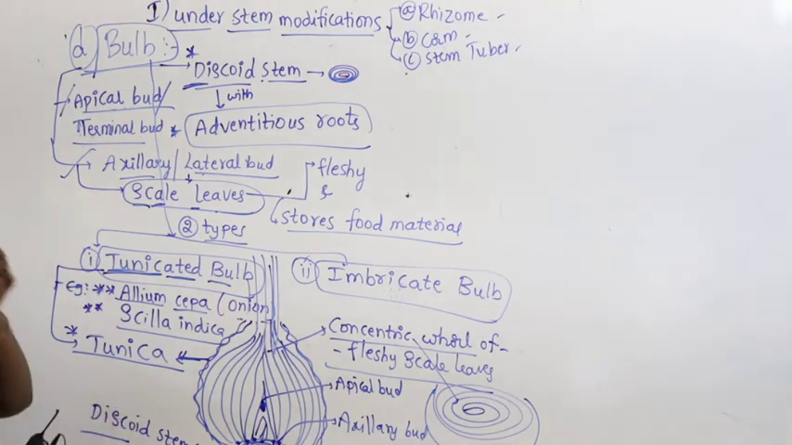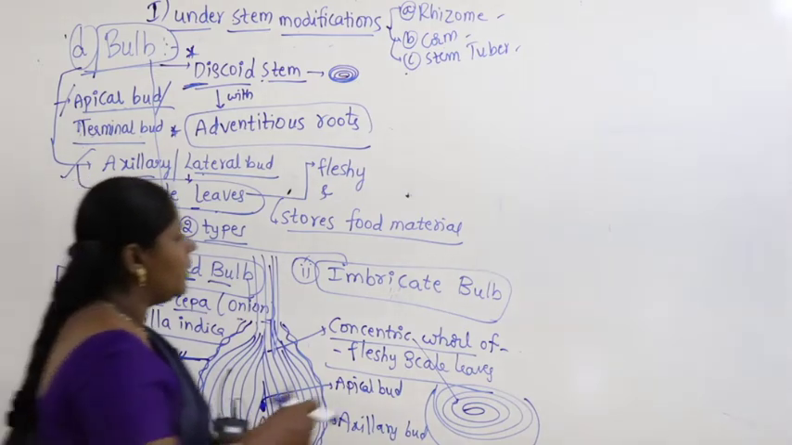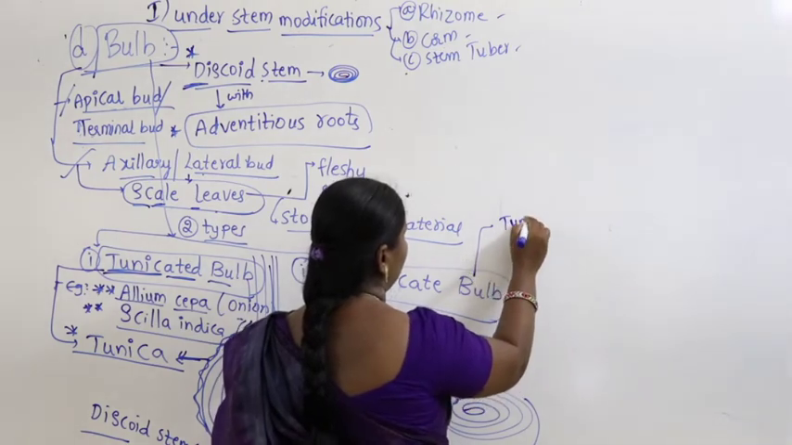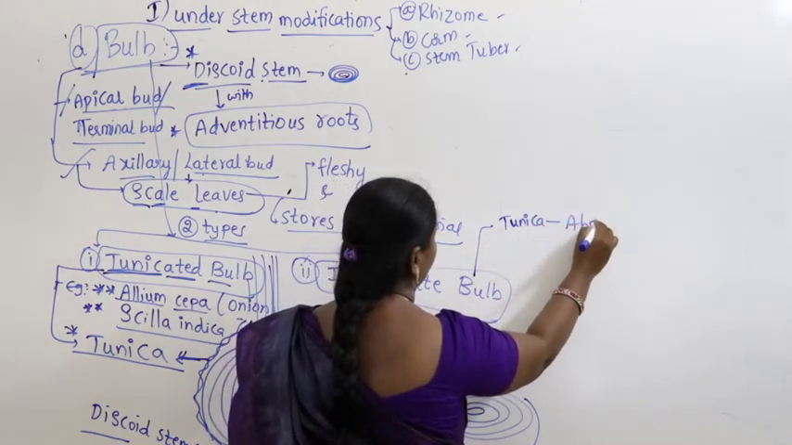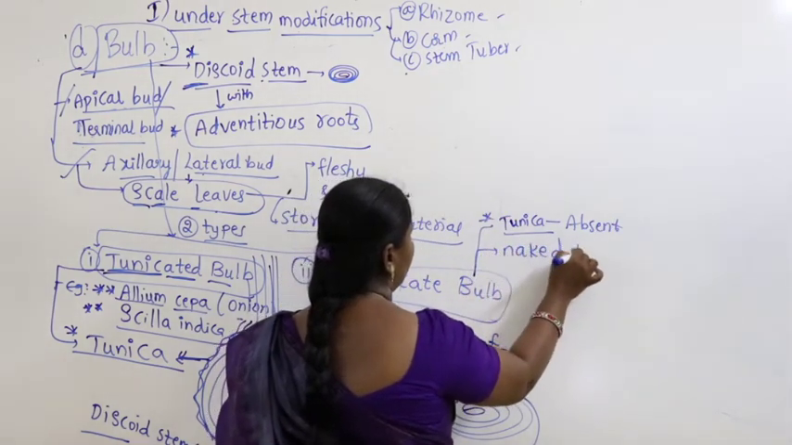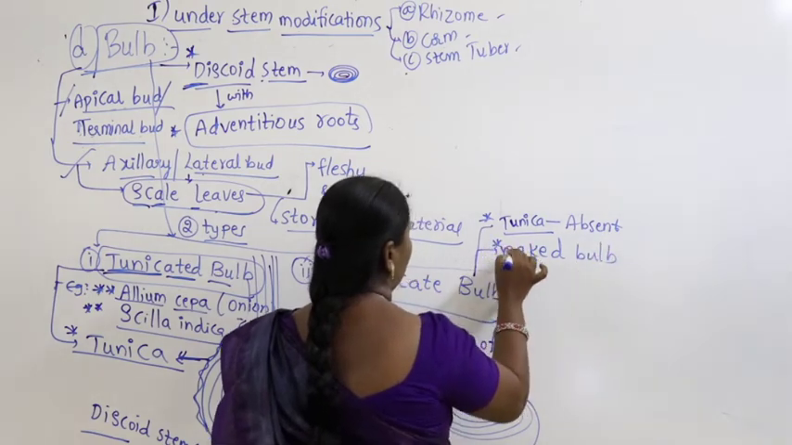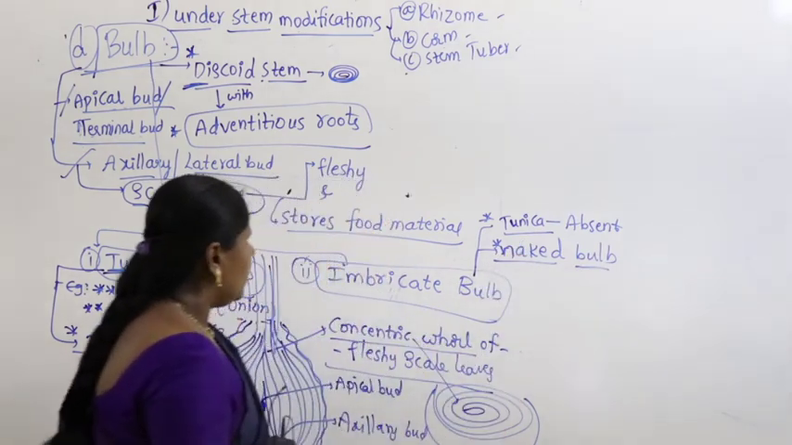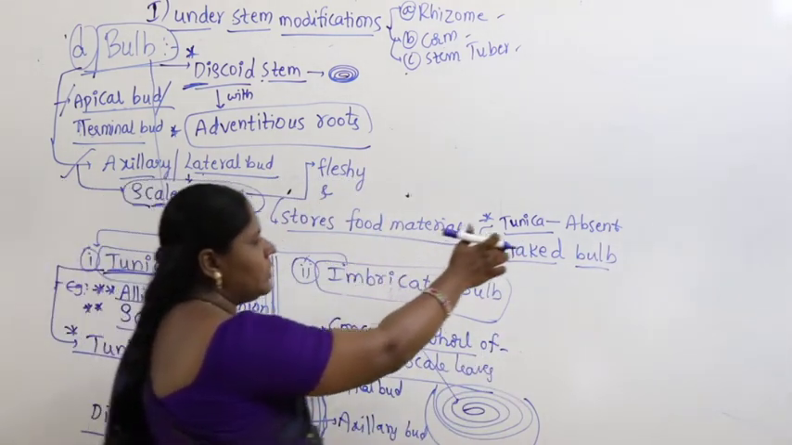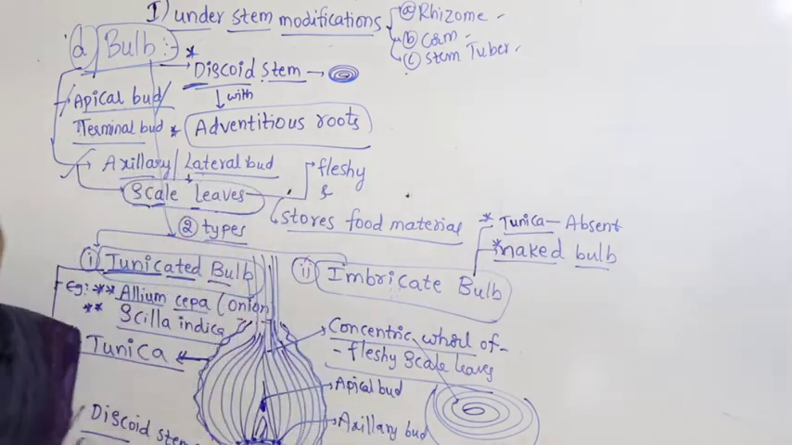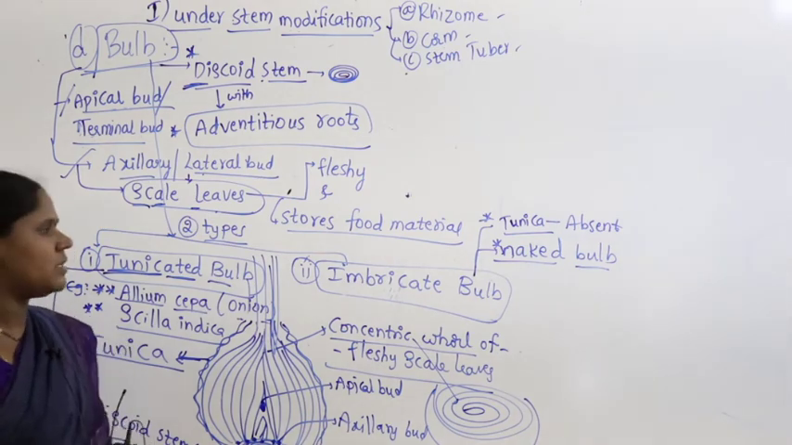Coming to the tunicated bulb, here tunica is present, that's why it's called a tunicated bulb. Coming to the imbricate bulb, in this case tunica is absent. So here I am writing tunica is absent. As tunica is absent, this is also called a naked bulb. What's the meaning of naked bulb here? Not covered by tunica. In the case of the imbricate bulb, the outermost layer, tunica, is absent. That's why it's called what? Naked bulb. It means tunica is totally absent.